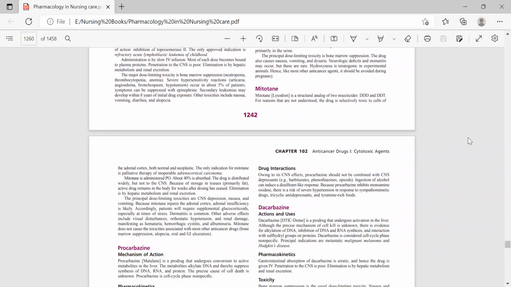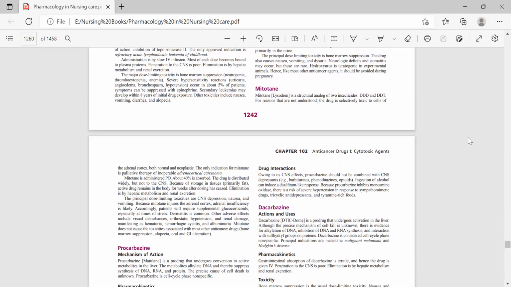Metotane. Metotane is the structural analog of insecticides DDT and DDD, and it is very selectively toxic to adrenal cortex cells, both normal and neoplastic. So, indication is approved only for adrenocortical carcinoma. Administration is per oral, 40% is absorbed, distribution wide, CNS absorption is poor.